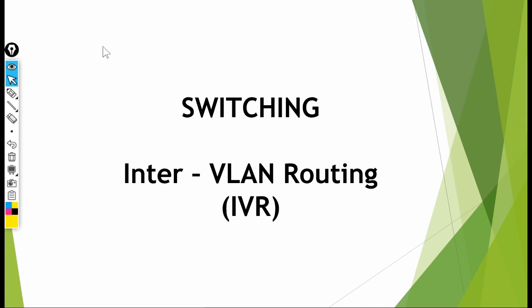Hello and welcome everyone. In this chapter, we are going to discuss inter-VLAN routing. This is a very important concept when it comes to enabling communication between two different VLANs. Take an example of where exactly inter-VLAN routing is needed, in which scenarios. Just to understand the same, see this.